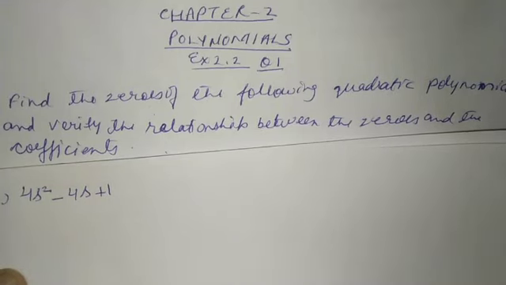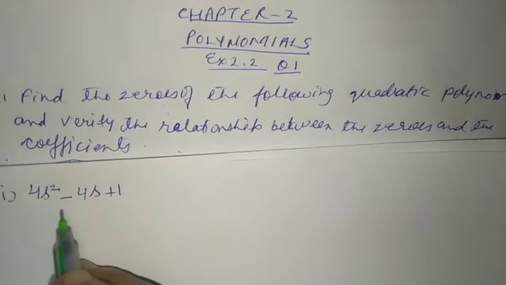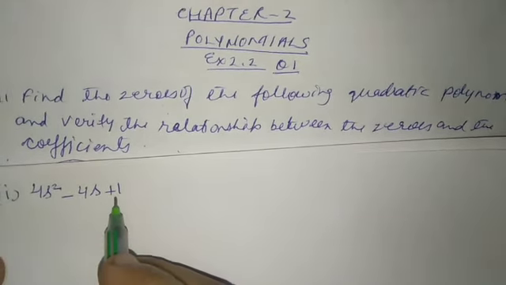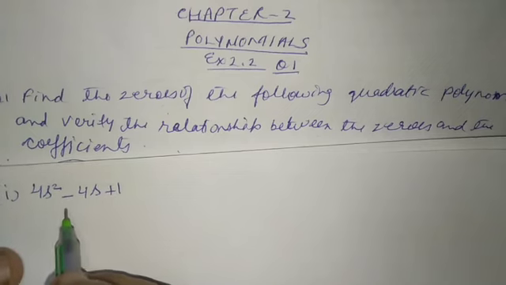Students, this is a question from class 10, chapter 2, polynomials, exercise 2.2, question 1. Let's do its second part. We have 4s square minus 4s plus 1 here. So we are going to find the zeros of the polynomial first by the factorization method.